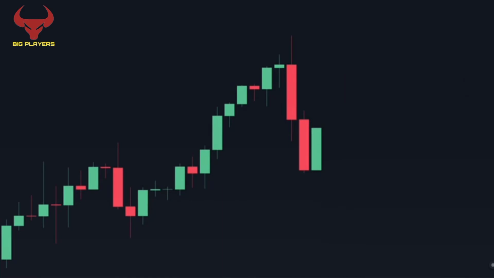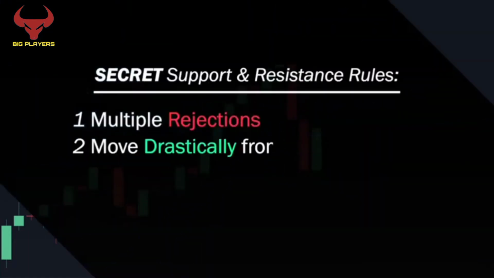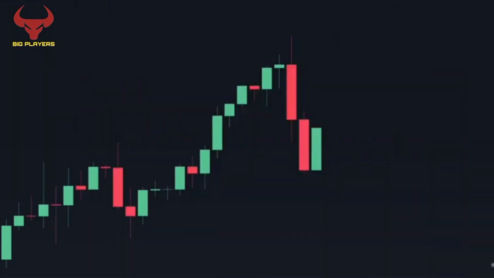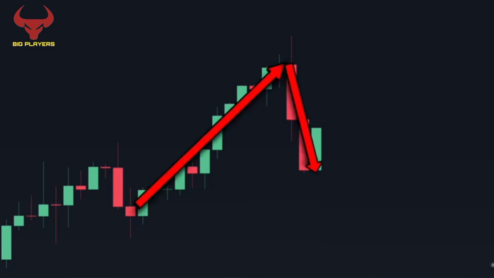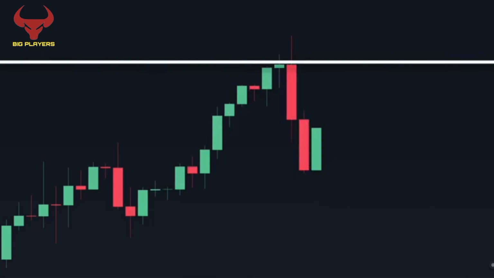Well, that brings us to our second rule. The price needs to move away drastically from a swing high or swing low. In this chart, we can see that there aren't any multiple rejections that formed yet, but we can see that the price formed a swing high and then moved away from it drastically. And so we can also draw a resistance line here.